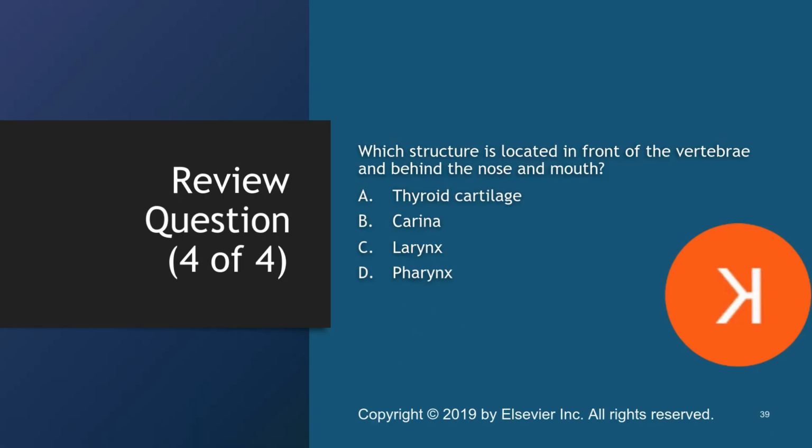Question 4, we have which structure is located in front of the vertebrae and behind the nose and mouth? And the answer for this will be D, our pharynx.